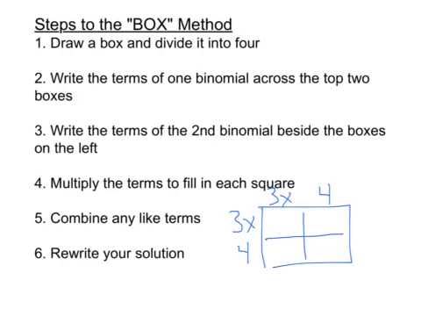And then the fourth step would be to multiply the terms to fill in each square. I'll show you how to do that in this next example. The fifth step is combine any like terms, and then the sixth step is to rewrite your solution. So those 6 steps are what you'll follow to multiply binomials. Let's do an example problem to see how this works.